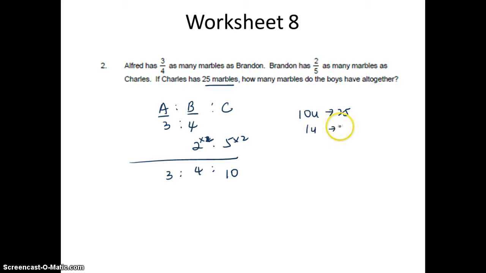One unit is 2.5. I think there's a mistake. We cannot have 25 marbles. Can we change to 30 marbles? So 1 unit is 3. How many marbles do the boys have altogether? They have 17 unit. So 3 times 17. And the answer is 51 marbles.